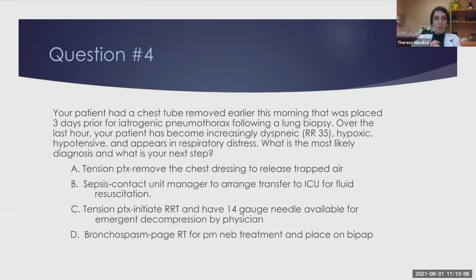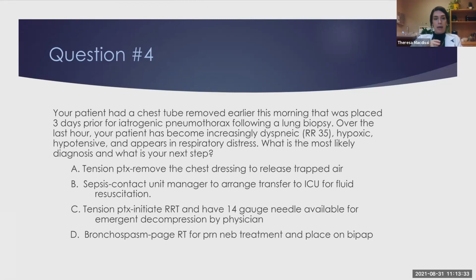Okay, question number 4. Your patient had a chest tube removed earlier this morning that was placed 3 days prior for an iatrogenic pneumothorax following a lung biopsy. Over the last hour, your patient has become increasingly dyspneic. They have respiratory rate 35, hypoxic, they're now needing more oxygen, they're hypotensive, and they also appeared to be in respiratory distress. What is the most likely diagnosis, and what is your next step?